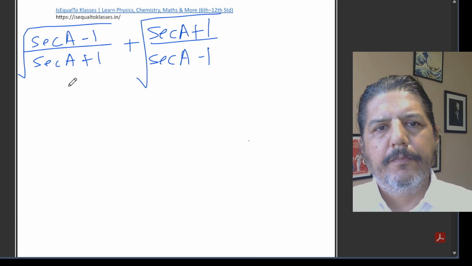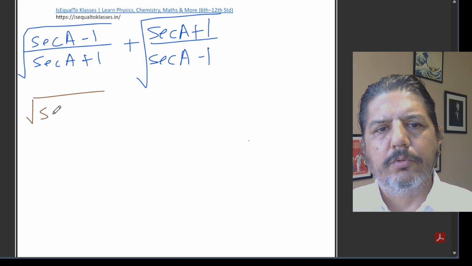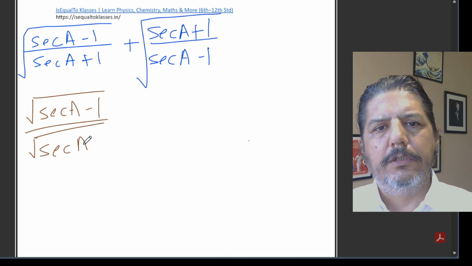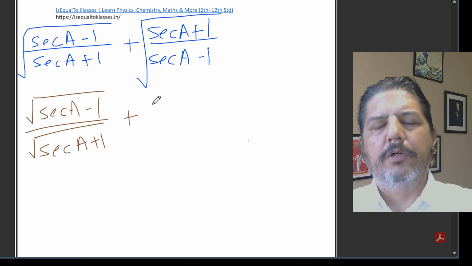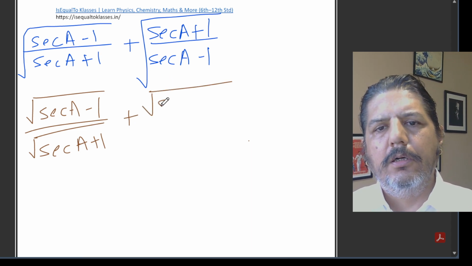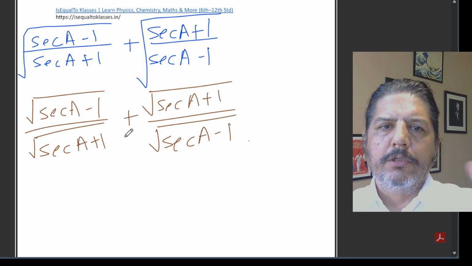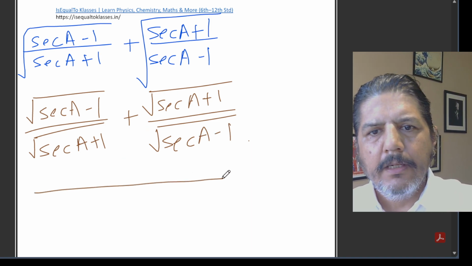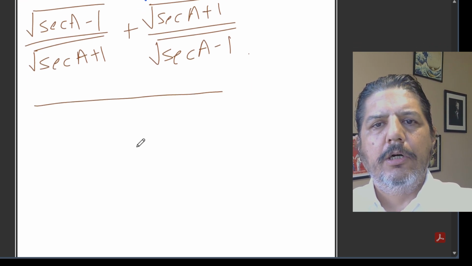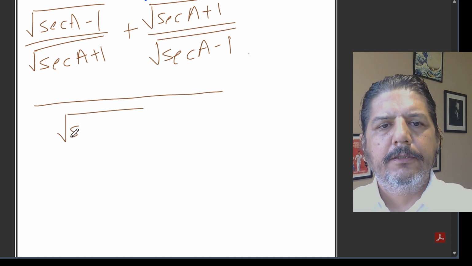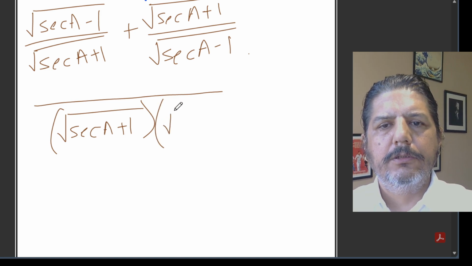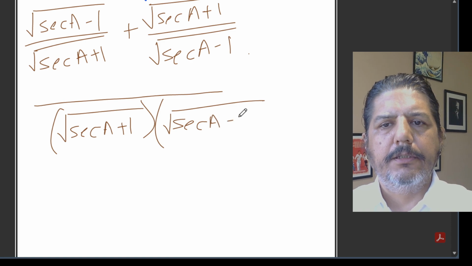Okay, let's start. So first I'll break this into two. Secant a minus 1 upon secant a plus 1. So I'm breaking the square root. Secant a plus 1 upon secant a minus 1. So I've broken the square root. Now I'll take the LCM. How I'll take the LCM is, this would be secant a plus 1 multiplied by secant a minus 1.